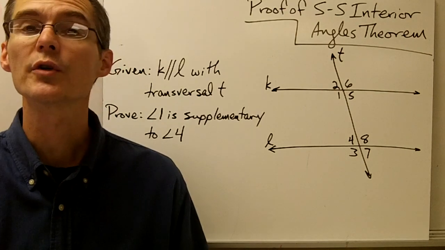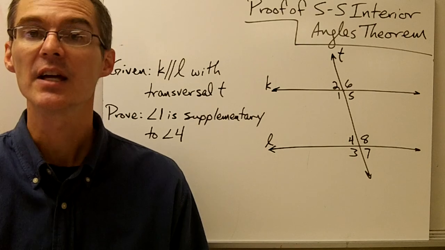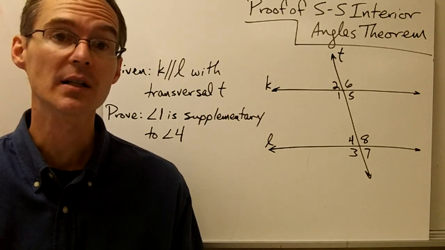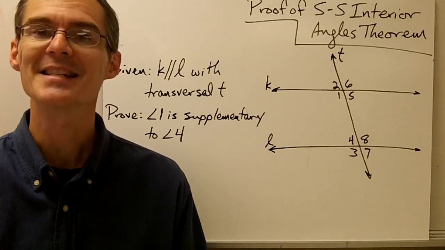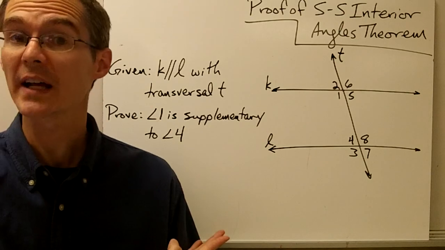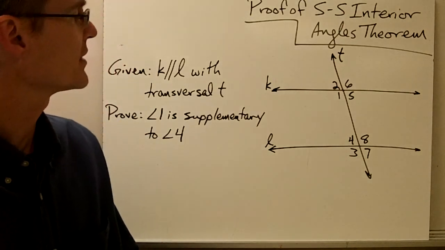In this video, we are going to prove the same-side interior angles theorem. Now, we have a conjecture about same-side interior angles that says if two parallel lines are cut by a transversal, then same-side interior angles are supplementary. And as soon as we prove that conjecture, it's going to become a theorem. So let's take a look at what that proof is going to look like.